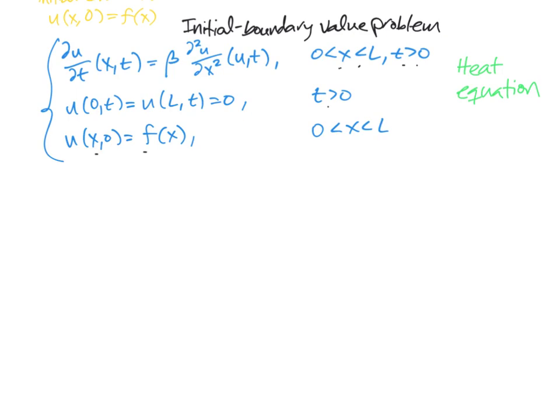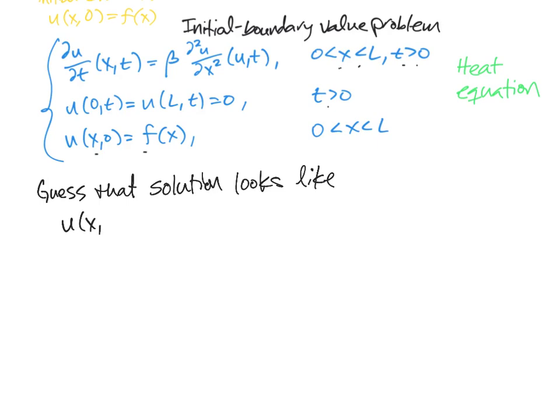So our strategy here is going to be to guess that the solution looks like, so the solution that we're looking for is our u of x,t, and it would be nice if it had a form where it was some function of x, something with just the spatial information, times a function of t. So I'm going to guess that we have something that looks like a of x times b of t. And this approach is called separation of variables.